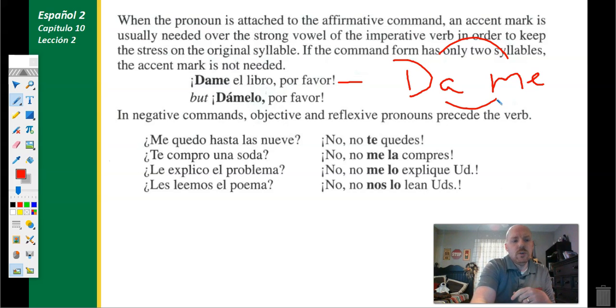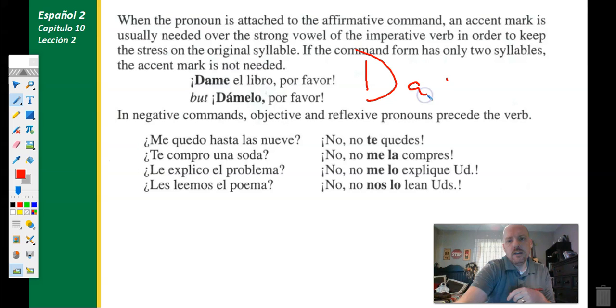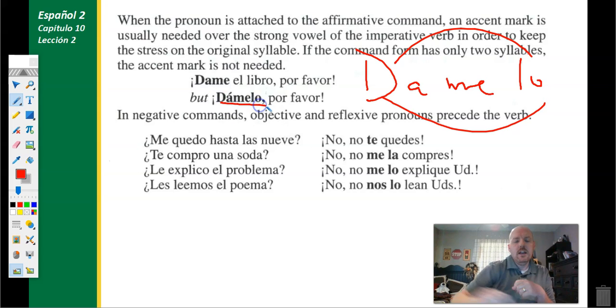But if I were to attach both a direct and an indirect object pronoun, give me it. When I connect all three of these together, I have dámelo, and I need to accent the strong vowel in the original verb, dámelo. Otherwise, I would end up with damelo, which is not the word.